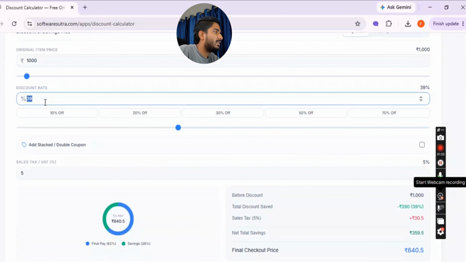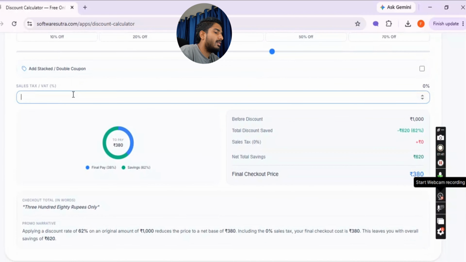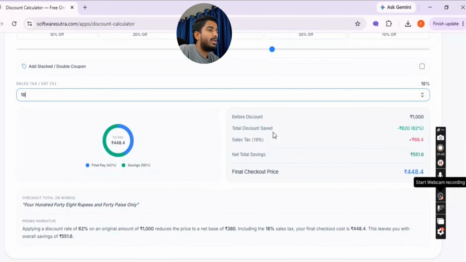Again, if you want to recalculate the price, like I'm looking for the 10,000 amount and the discount rate probably 62% and tax is around 18%. The discount price would be 448 rupees I should pay after the 62% discount plus tax.